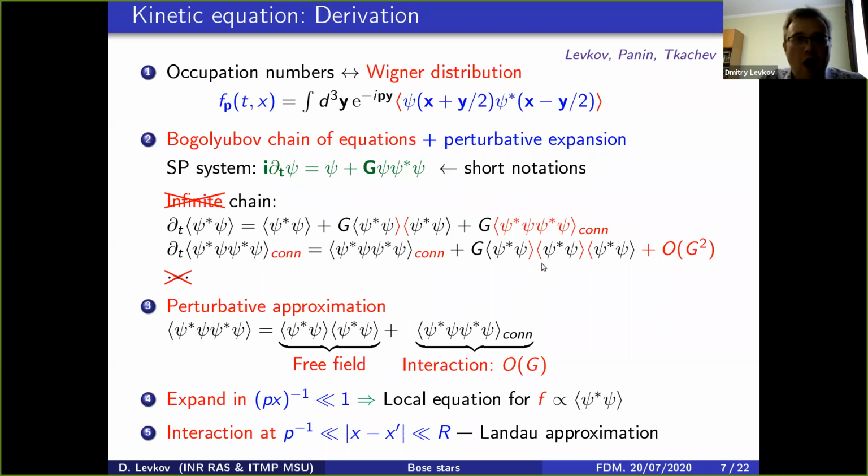Okay. So now I have already arrived at the equation for the two-point function, which is a kinetic equation. The two-point function is related via Fourier transform to the Wigner distribution. So this is the time derivative of the phase space distribution equals something plus the connected part of the four-point function. The left-hand side is the kinetic equation, and the connected part of the four-point function is called the collision integral. This is just an approximation.